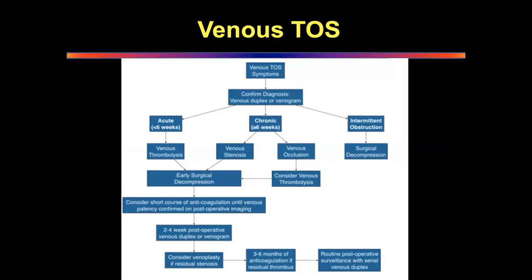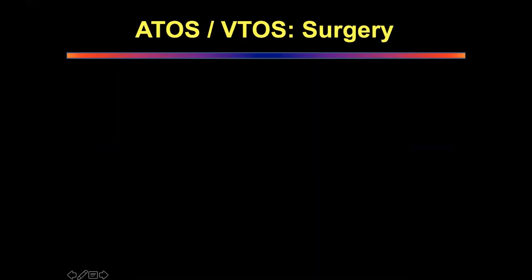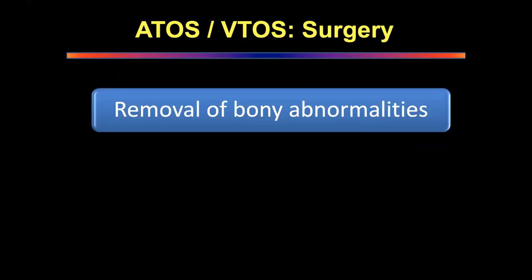Venous thoracic outlet syndrome has the same sort of diagram. We spoke about the venograms and duplex. One thing additional in this is venous thrombolysis. So you've got to think about venous thrombolysis, whether you do it before the surgery, or sometimes you might have to operate and then thrombolyse the patient. So it is important to look at venous thrombolysis for these patients. Increasingly, we are seeing patients with vascular problems being treated with endovascular procedures.